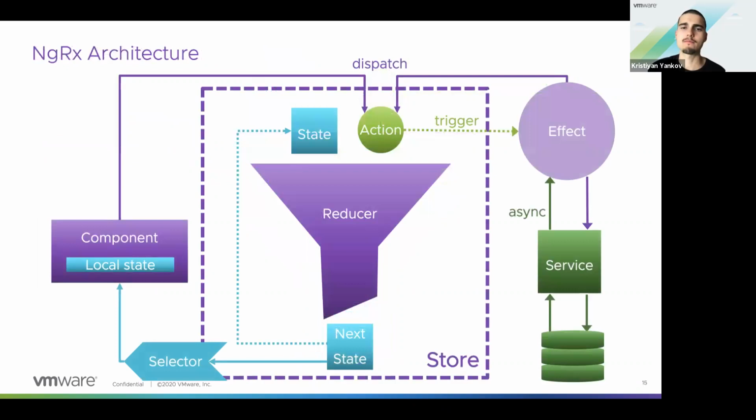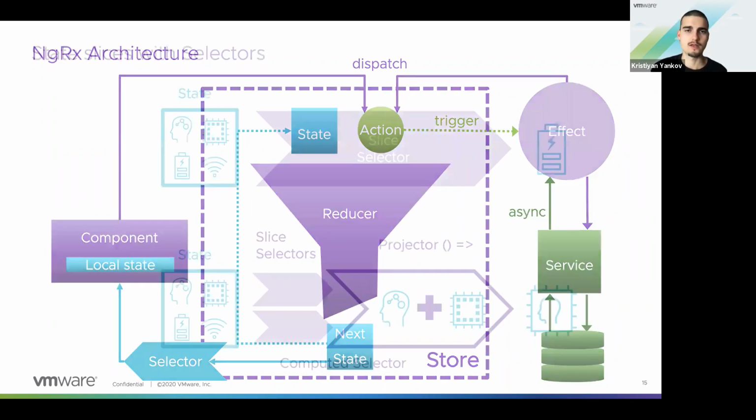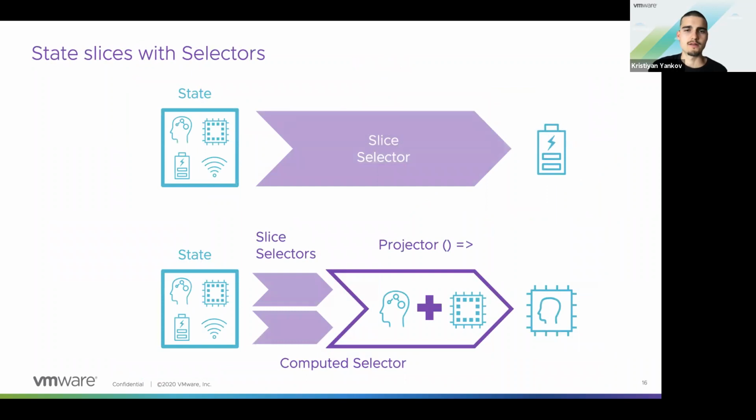Back to this diagram, after the next state is computed, the store will push it through an underlying observable to any component that is subscribed to the store. And most of the time we don't want the whole application state in a component. Therefore, we get just a slice of the state by the use of selectors. Selectors are pure functions used for obtaining just a slice of the store state.